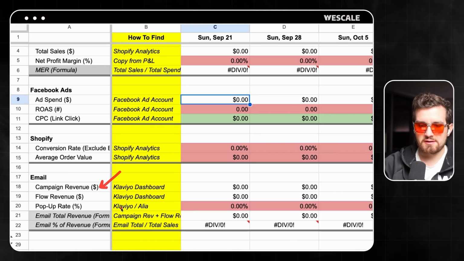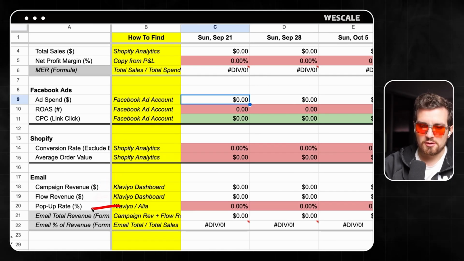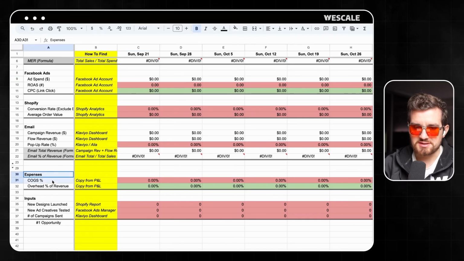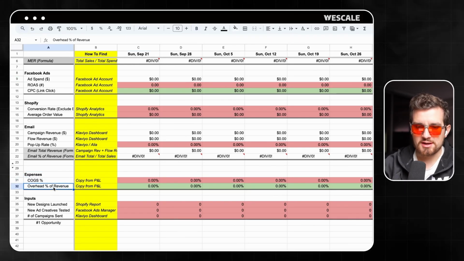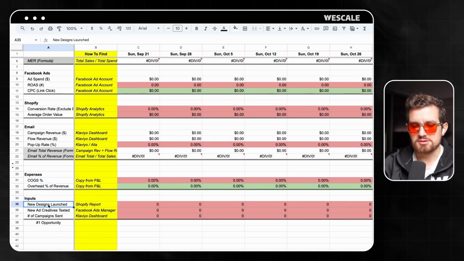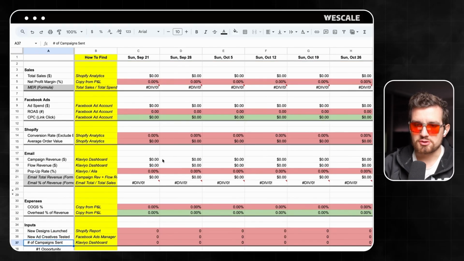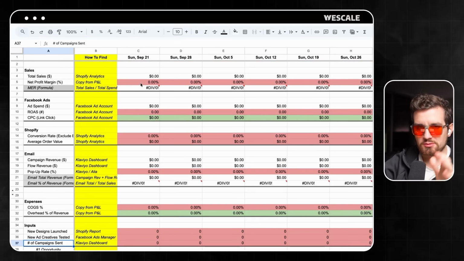So, how much did you generate from your campaigns? How much did you generate from your email flows? What's your pop up sign up rate? And then the main expenses. So, cost of goods sold as a percentage, overhead as a percentage of revenue, and then our inputs: number of new designs launched, number of new ad creatives tested, so new static ads launched, and number of email campaigns sent. So, what this tells us, and we're going to go through lots of examples here.